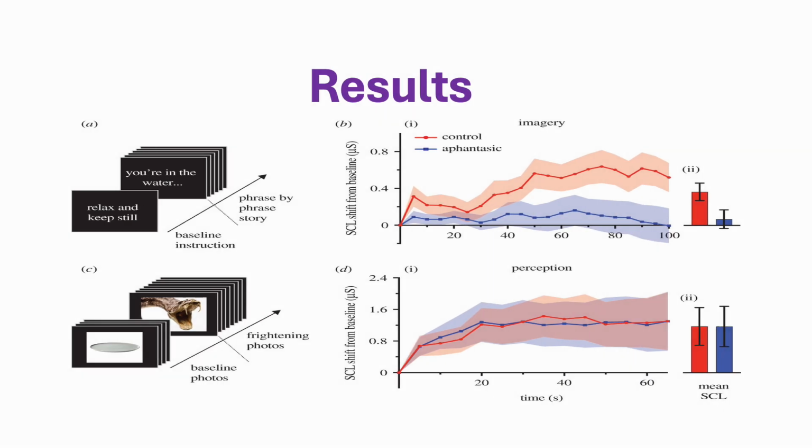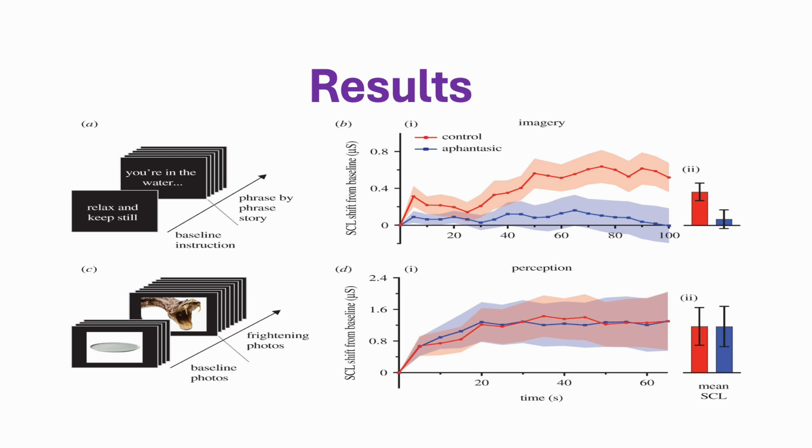The last slide has the results of the study. With the first one, the imagery experiment, we can clearly see that people who experience aphantasia had lower levels of skin conductance, meaning they were less aroused when they were just reading a frightening story. Whereas people who could have those mental representations had way more arousal than they did.